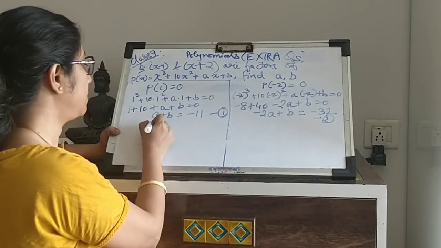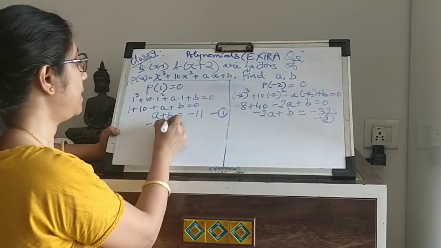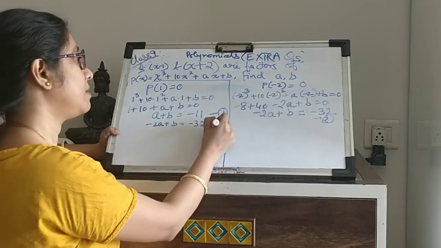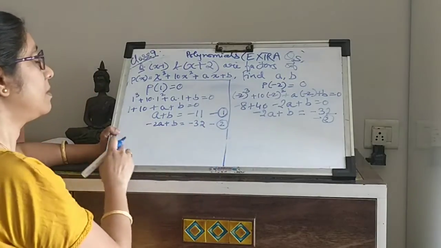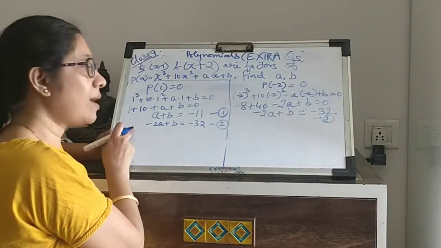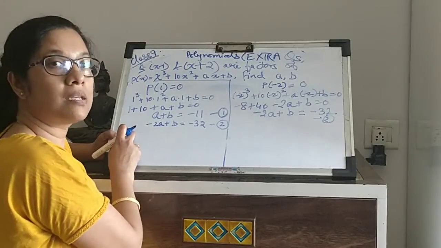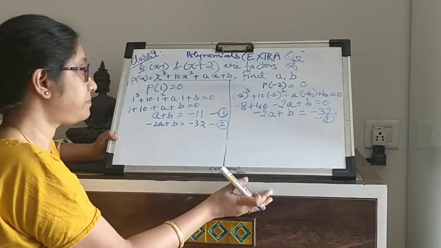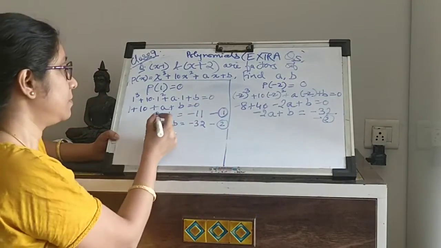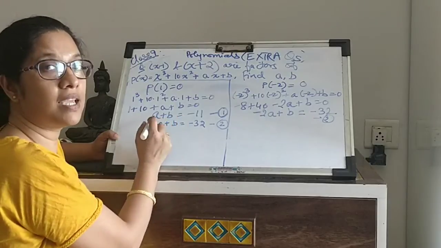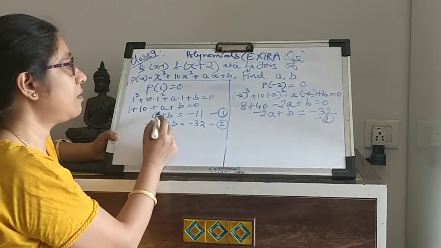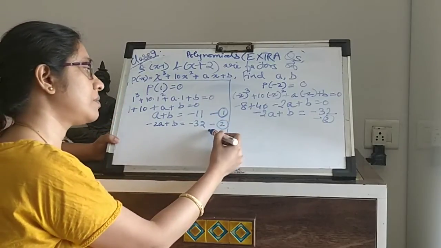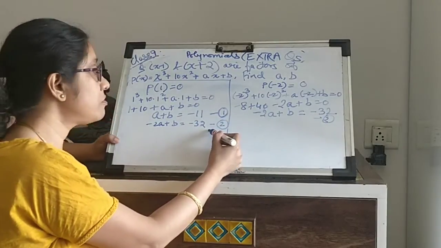Let me write it here. Minus 2a plus b is minus 32. This is my second equation. So we have got two equations and all we need to do is find out the value of a and b. Very, very simple, right? We just get the value of a in terms of b or b in terms of a from equation 1 and substitute in equation 2.